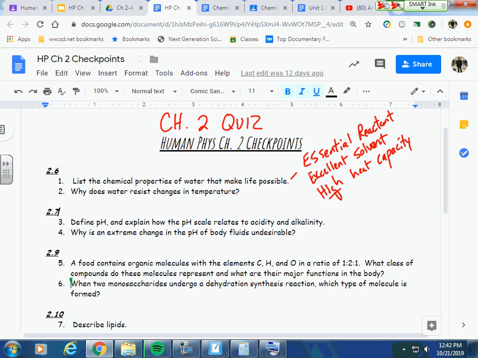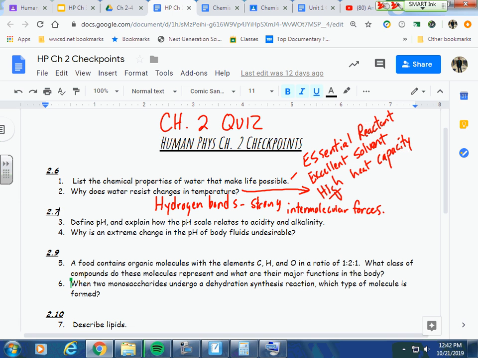Why does water resist changes in temperature? Basically, why does it have this high heat capacity? Although we didn't talk too much about intermolecular forces, it's because of these things called hydrogen bonds, which are strong intermolecular forces, which means forces between molecules. So it holds the molecules together, and it takes a lot of energy to disrupt those hydrogen bonds.